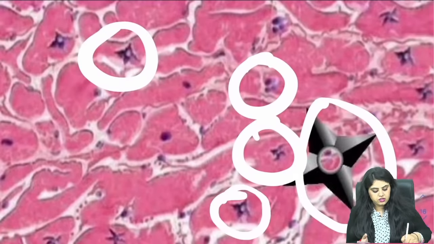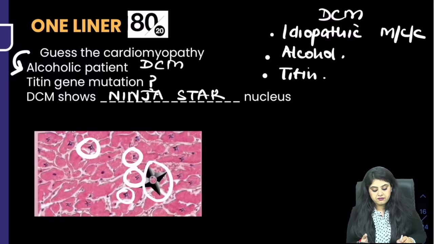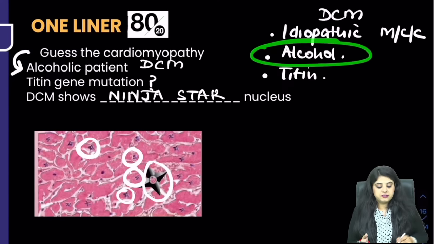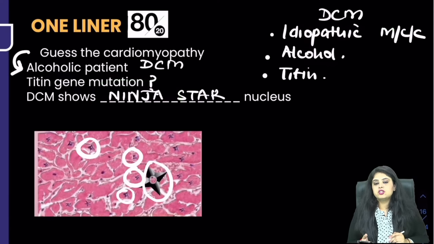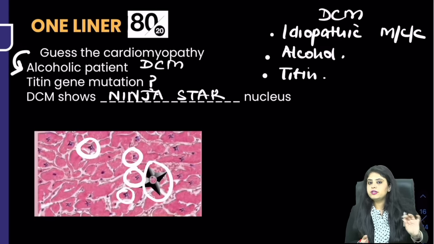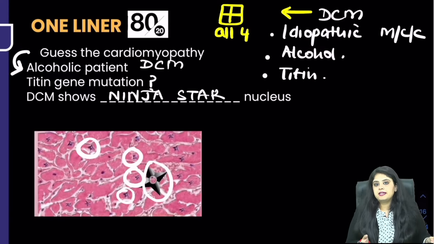And meanwhile, everyone's told me, ma'am, this is the only image available on the entire internet and everywhere on this planet, these ninja stars. Yes, this dilated cardiomyopathy shows you the ninja star appearance. Do you remember how we learned it? We learned that after consuming alcohol, everyone feels that he's a ninja. So after consuming alcohol, dilated cardiomyopathy happened, and the person started feeling, I am Ninja Hattori, that famous cartoon that we used to watch. Okay, so this one question is settled, and I hope you all know from medicine, dilated means what? All four chambers are getting dilated.